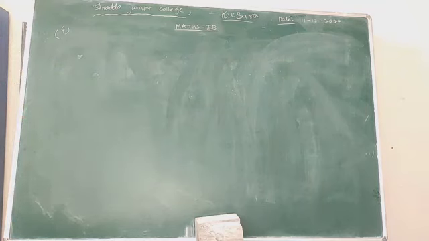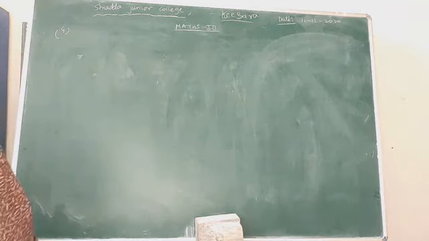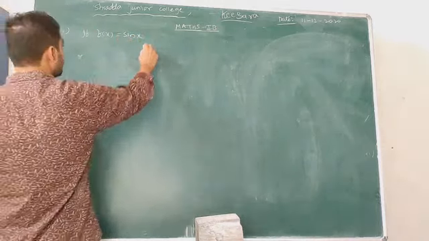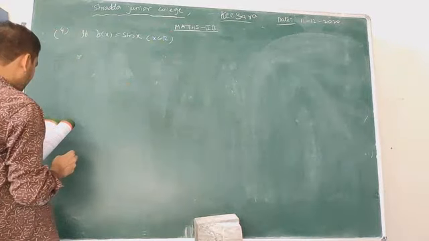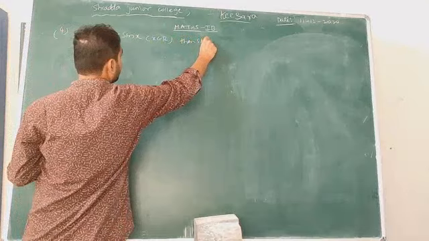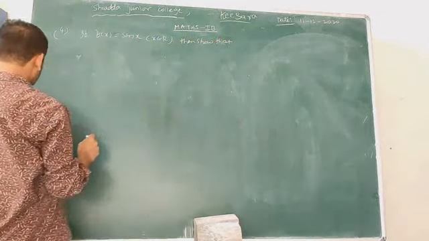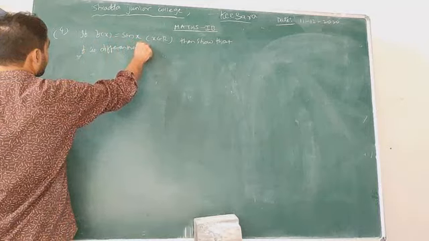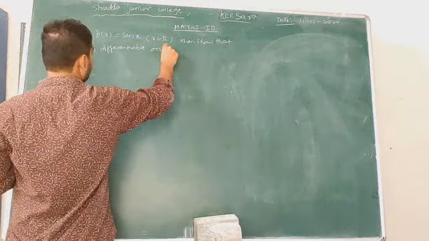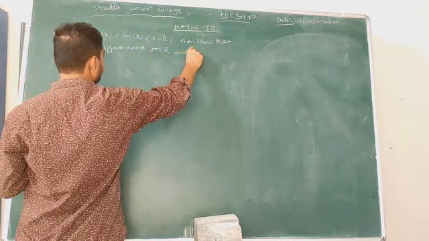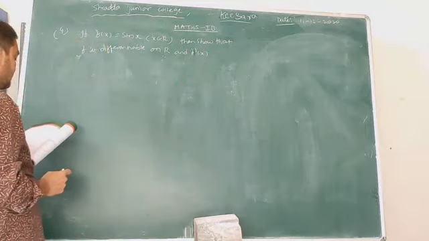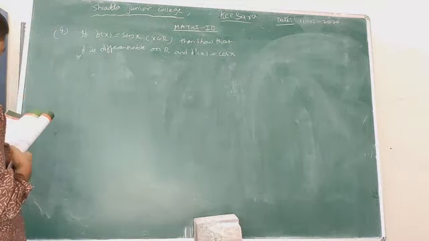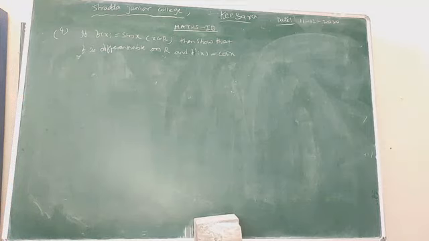What is the fourth one? If f of x equals sin x, x belongs to capital R, then show that f is differentiable on capital R and f dash of x equals cos x.